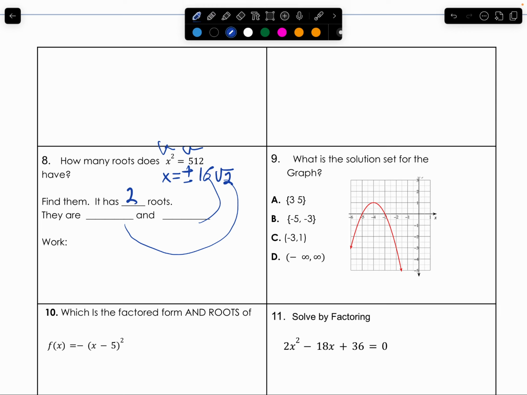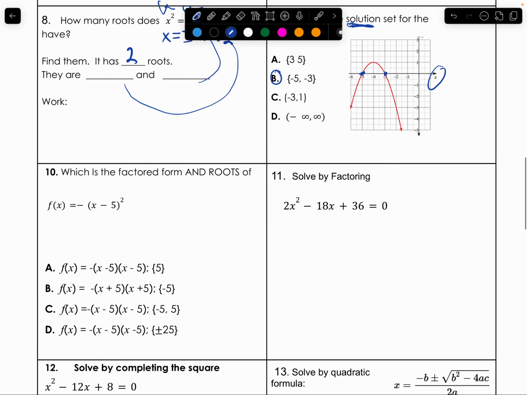So what else? This one's kind of obvious because the roots are the solution set of the roots, which are the x-intercepts, which are negative 5 and negative 3, so B, okay? We got this one in factored form. Well, factor it. If we factor it, and we did learn how to factor it, even if you were absent once, if you factor something, you just list the factors. And all you're doing is doing that.